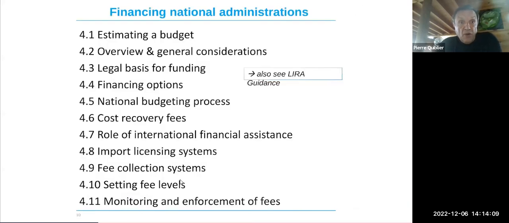It provides all details on how to estimate the budget of these national administrations: an overview and the general considerations, the legal basis for funding, the financing options, the national budgeting process, cost recovery fees, the role of international financial assistance, import licensing systems, fee collections, how to set fee levels, monitoring and enforcement of fees, etc. All this should also be looked at in parallel with the LIRA guidance that also provides a lot of information in developing all the needed measures and text on how to finance your national administrations. Next, please.